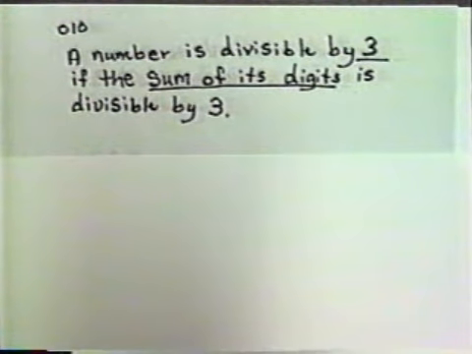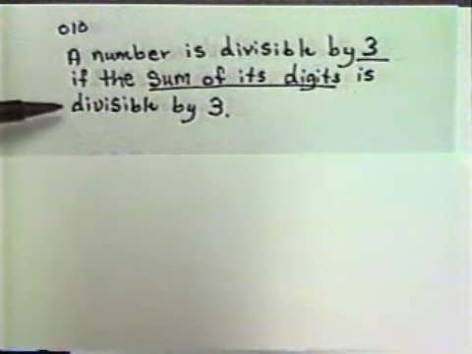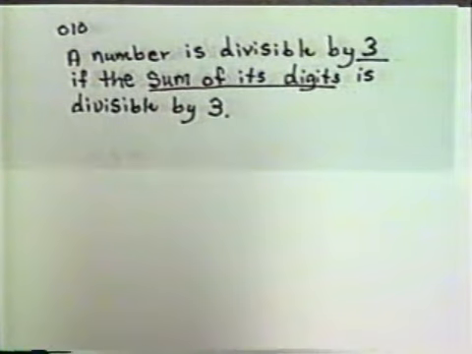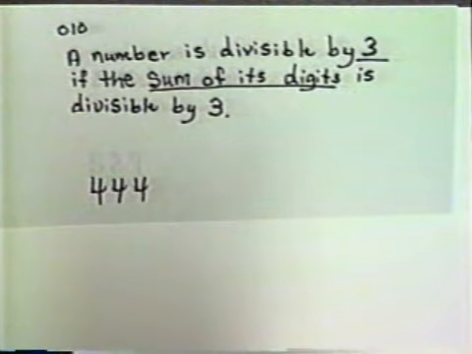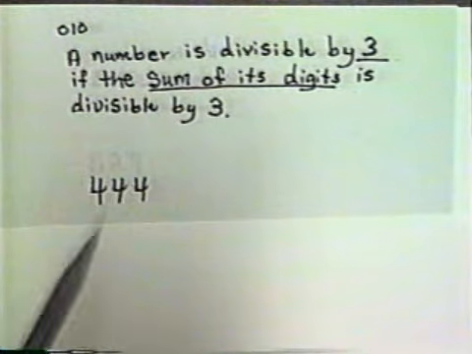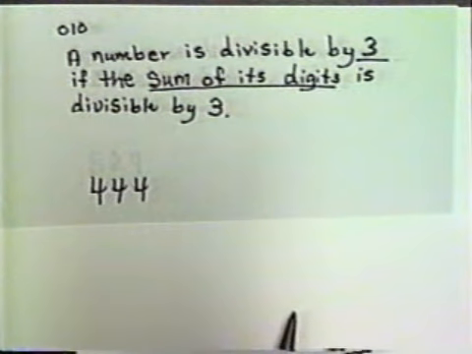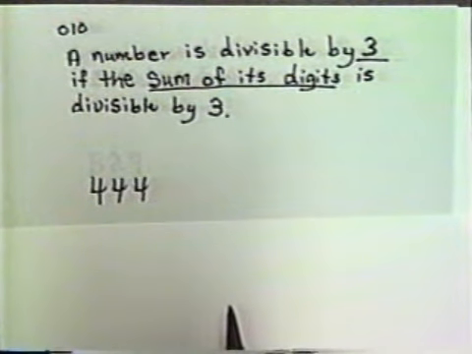Now let's talk about the rule for determining if a number is divisible by 3. A number is divisible by 3 if the sum of its digits is divisible by 3. So let's look at an example. Let's look at the number 444. Now it's hard to look at 444 and know whether it would be divisible by 3 or not just by glancing at it. But what the rule says is the sum of 444's digits has to be divisible by 3 in order for the number to be.